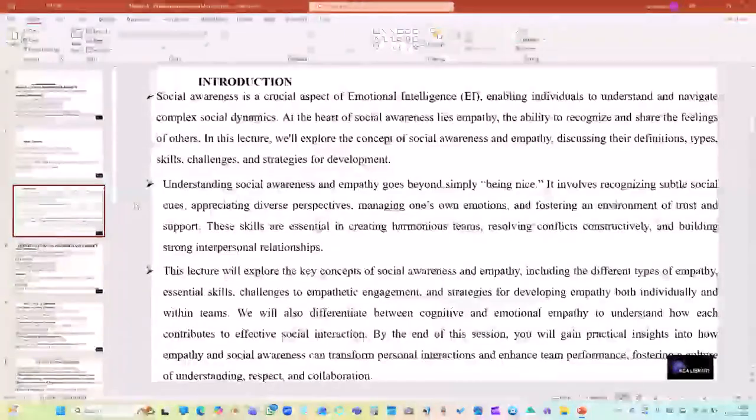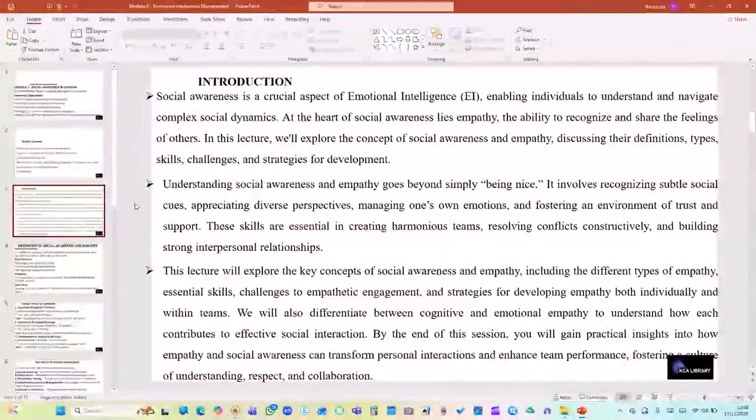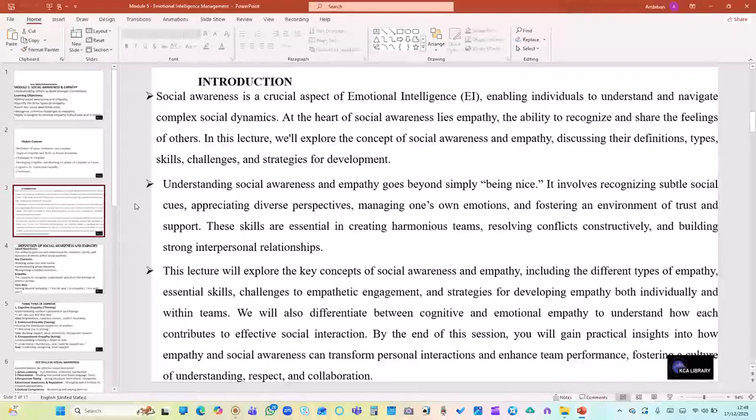Introduction. Social awareness is a crucial aspect of emotional intelligence, enabling individuals to understand and navigate complex social dynamics. At the heart of social awareness lies empathy, the ability to recognize and share feelings of others. In this lecture, we will explore the concept of social awareness and empathy, discussing their definition, types, skills, challenges, and strategies for development. Understanding social awareness and empathy goes beyond simply being nice.